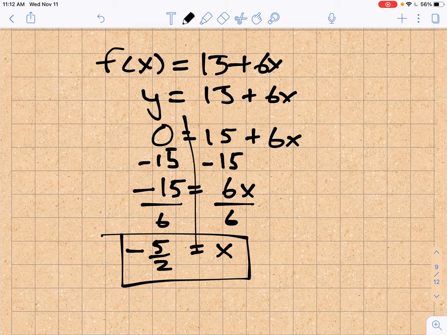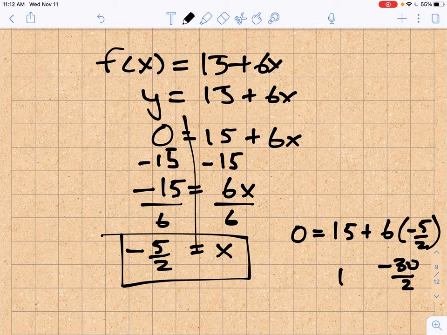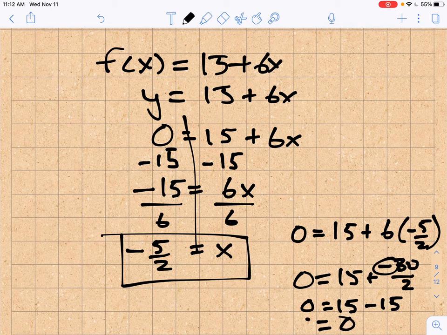Let's test that by putting that number back in the equation. We have 0 is equal to 15 plus 6 times negative 5/2. Well, 6 times negative 5 is negative 30 over 2. So you have 15 plus negative 30 over 2. Well, 30 divided by 2 is 15, and that's going to be negative because of this sign right there. So 15 minus 15, and that's 0. And that works out.